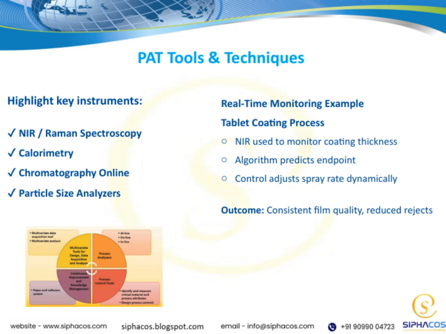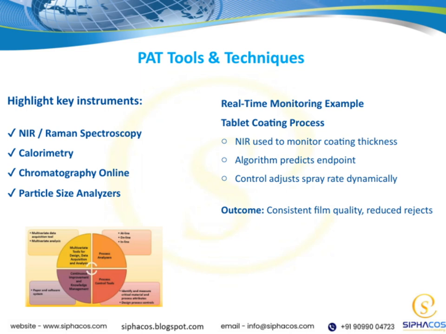Now, moving on to PAT tools and techniques, it's important to highlight some of the key instruments used in this process. These include NIR and Raman spectroscopy, which are powerful for analyzing chemical and physical properties in real time. Calorimetry and online chromatography help us understand thermal behavior and composition, while particle size analyzers give us insight into the physical characteristics of powders or suspensions. Together, these tools form a comprehensive suite that enables continuous, real-time monitoring and control, ultimately supporting better quality and efficiency across pharmaceutical manufacturing.